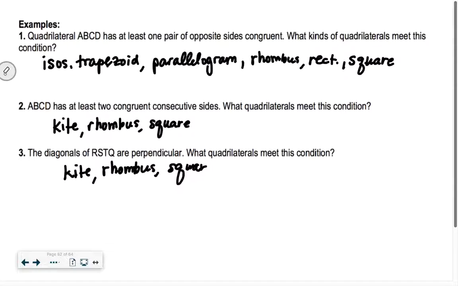So you're just kind of going through and saying, does this work? Yes. Does this work? No? Okay, does this make sense?